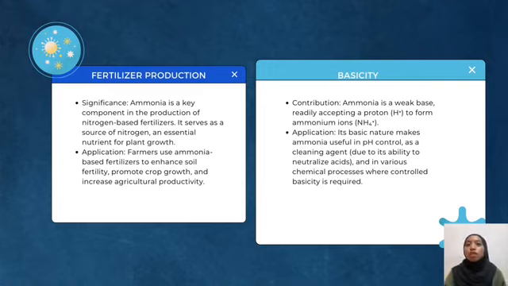productivity. For the second question, the properties that make ammonia contribute to industry and real life. It is basicity. Ammonia is a weak base, readily accepting a proton to form ammonium ions. For example, its basic nature makes ammonia useful in pH control, as a cleaning agent due to its ability to neutralize acids, and in various chemical processes where controlled basicity is required.